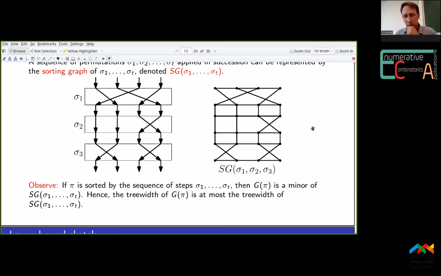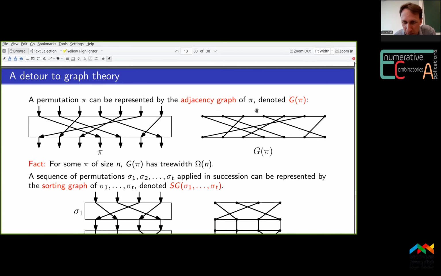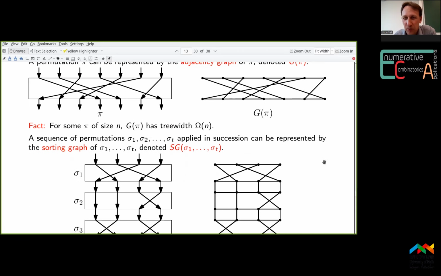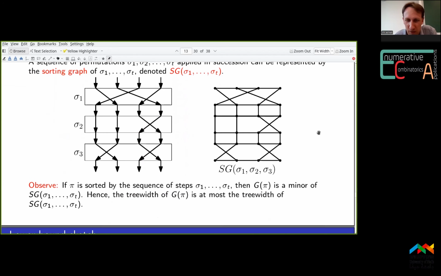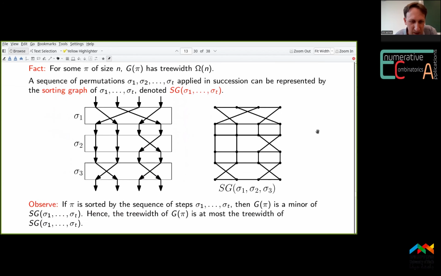Not hard to argue. Basically, to find this adjacency graph GP inside this sorting graph, what you do is you ignore all these horizontal edges except for those that are completely on top and completely at the bottom, and then this whole graph will turn into a subdivision of the adjacency graph of the permutation that is being sorted. So that's not a very sophisticated claim either.